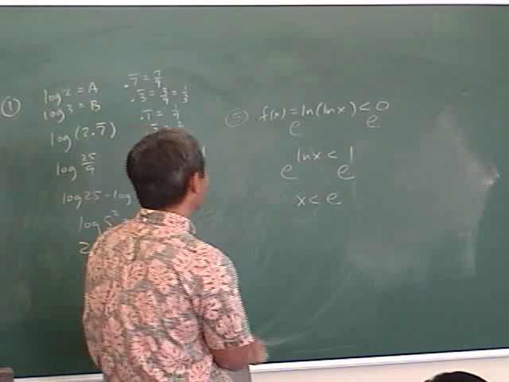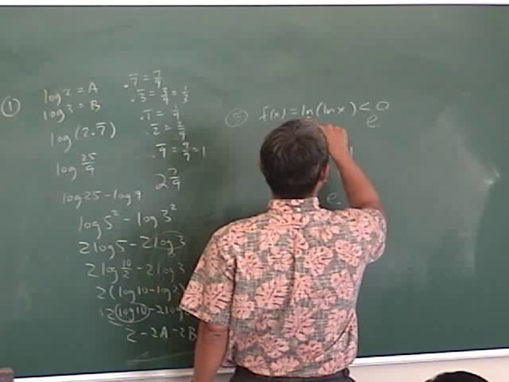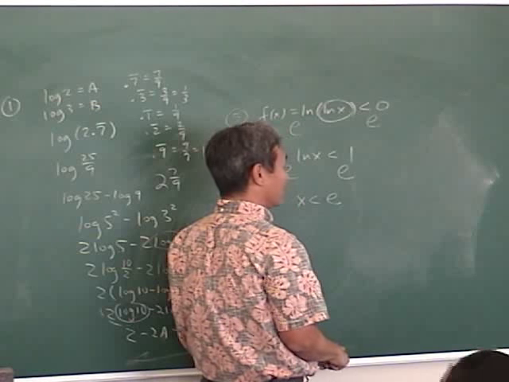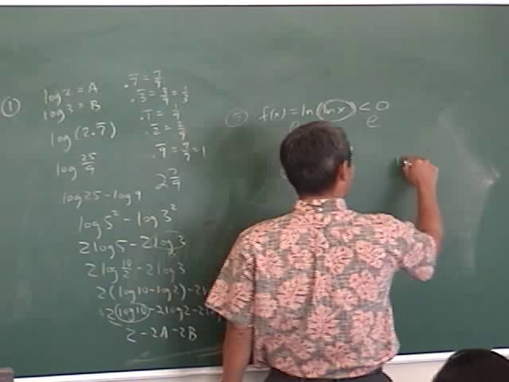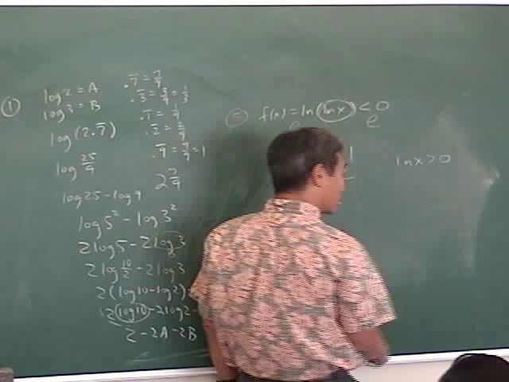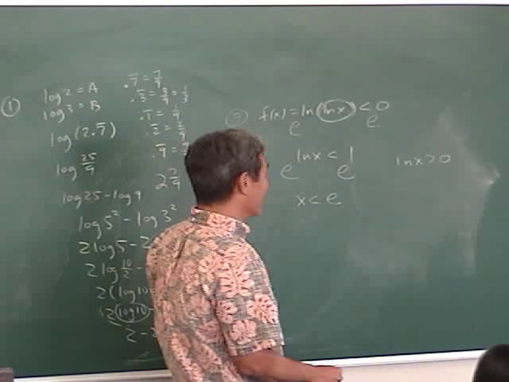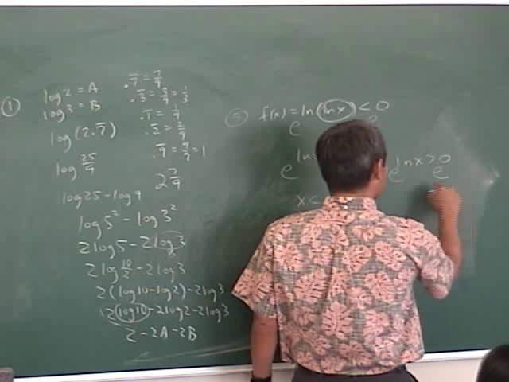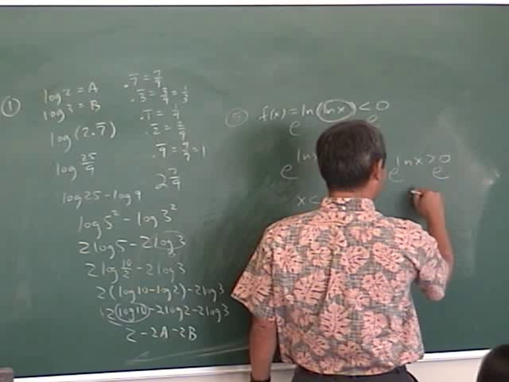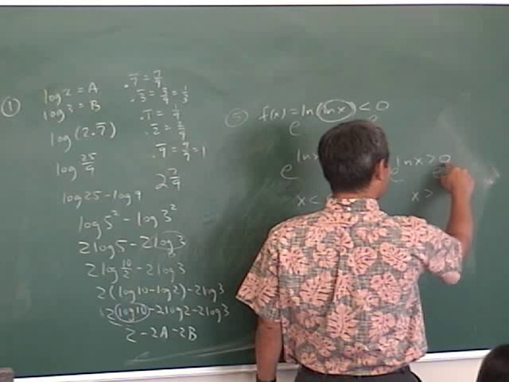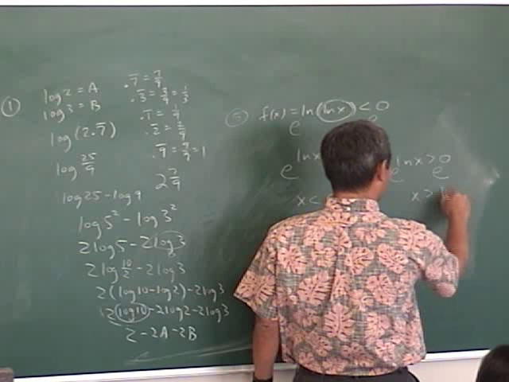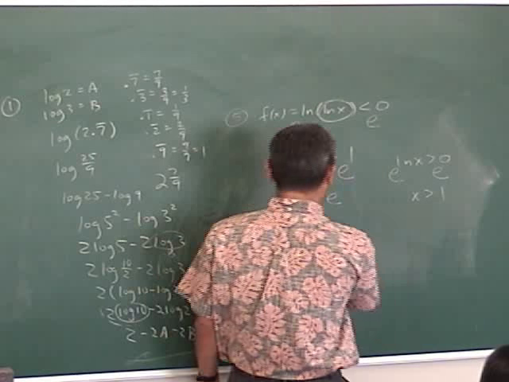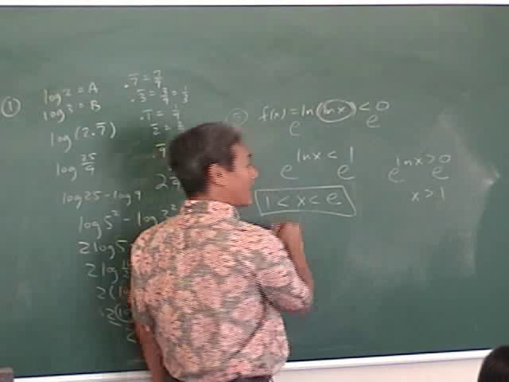Why? What did I do wrong? Because remember, when you have a natural log function, what about the argument? The argument has to be positive. So natural log x has to be greater than 0. That's the domain. And then how do we get rid of this ln? You e both sides again. So e to the natural log of ln x is ln x, and e to the 0 is 1. So not only does x have to be smaller than e, it's got to be greater than 1. That's your answer.